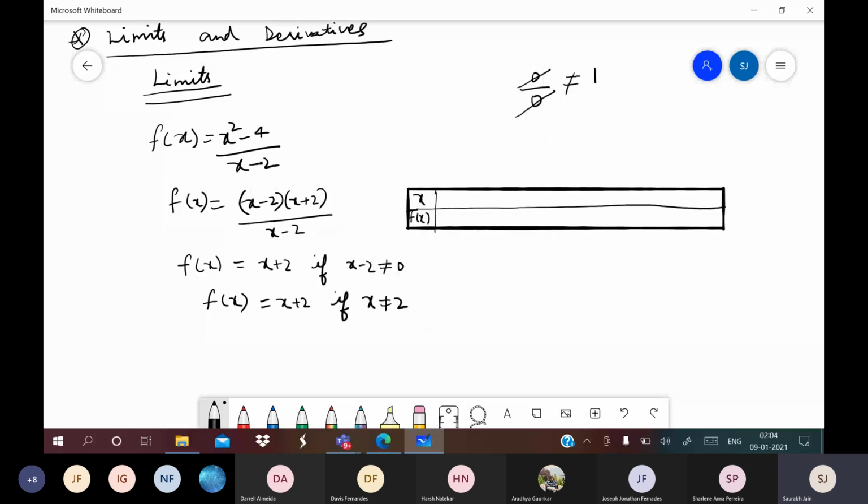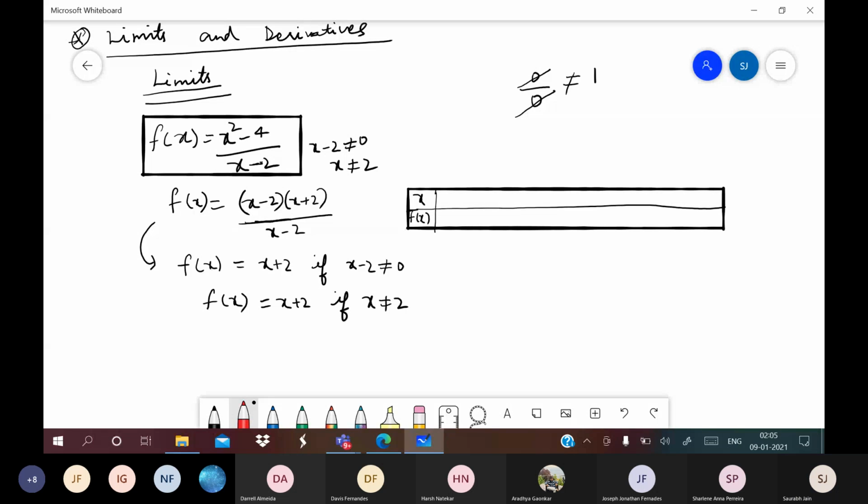So if you are writing that f(x) is x + 2, then there should be one condition. We have studied functions also. At that time we discussed something called domain, remember? If we talk about domain, then the denominator should not be 0. This can be understood from the first step also, that x cannot be 2. So now we have the same function f(x) as x + 2 if x is not equal to 2.